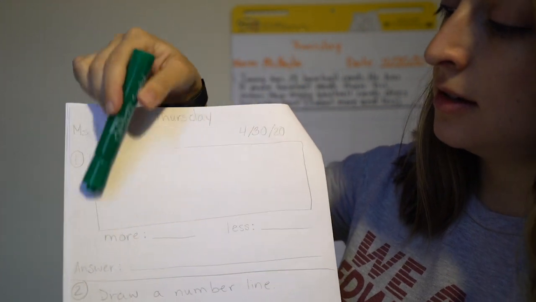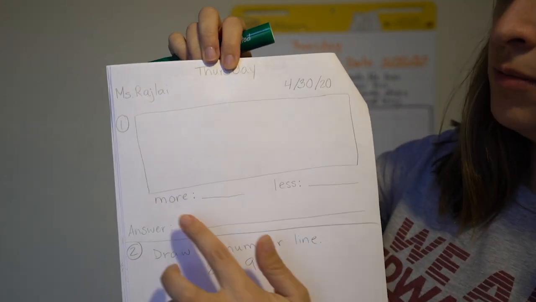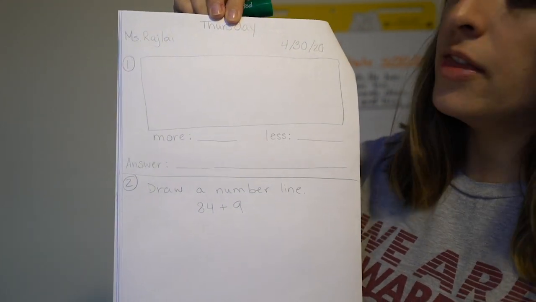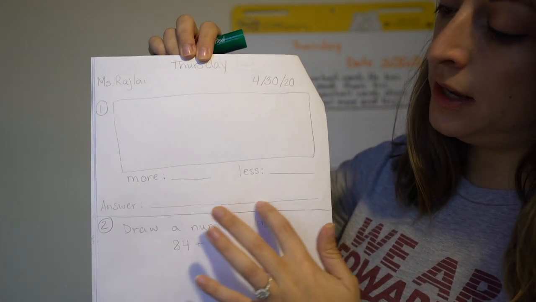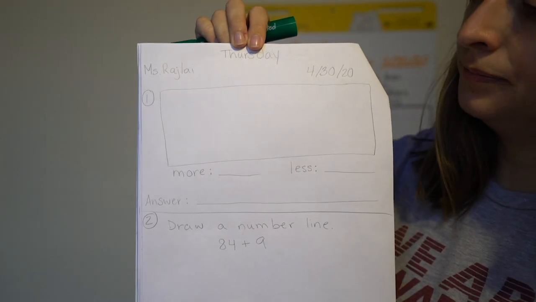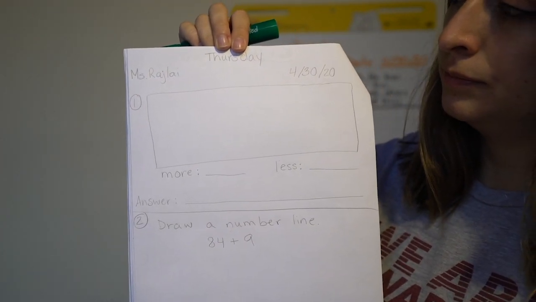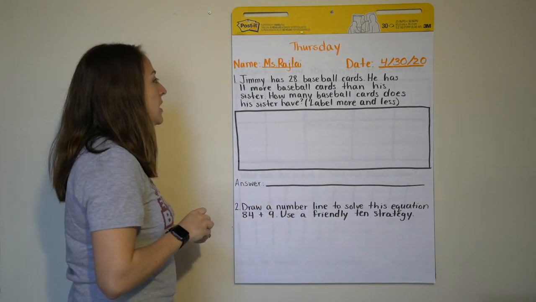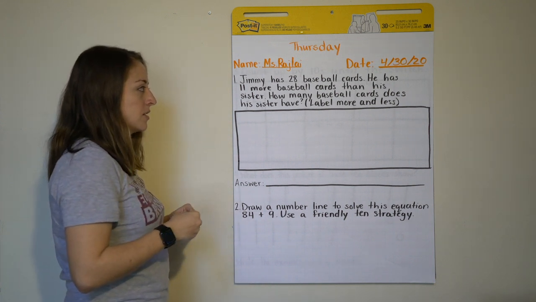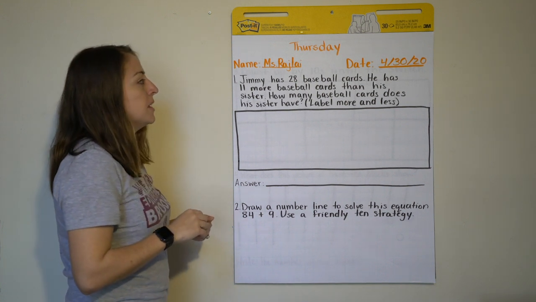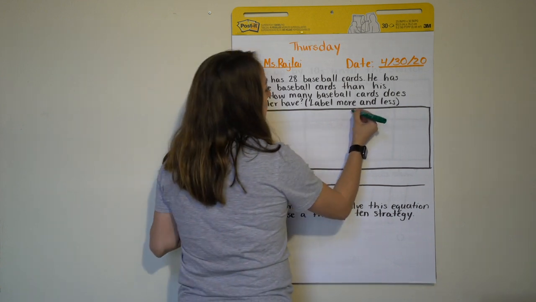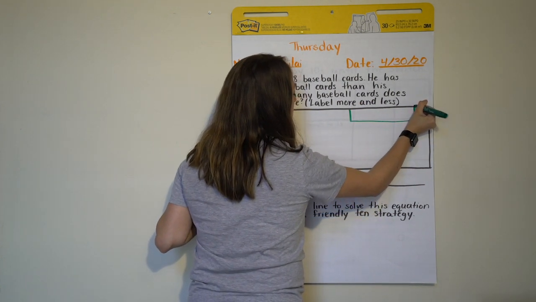All right, let's go on to number 1. So you're drawing a box, and below the box, you're writing more with the blank line and less with the blank line. And then below that, you're putting answer with a blank line. Jimmy has 28 baseball cards. He has 11 more baseball cards than his sister. How many baseball cards does his sister have? Label more and less. So put that box here so we know what our number sentence is going to be.